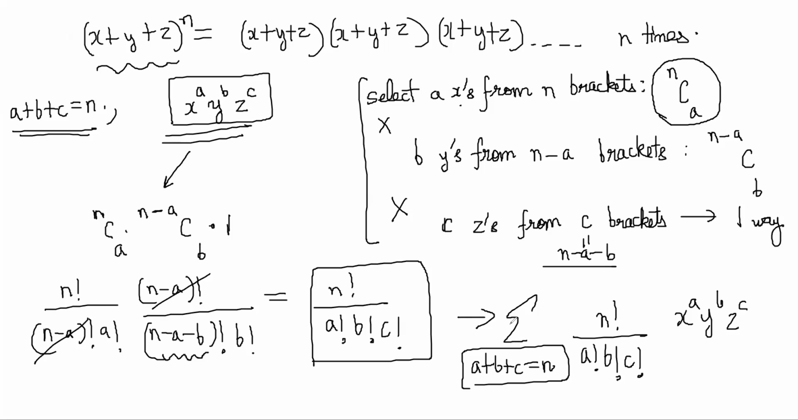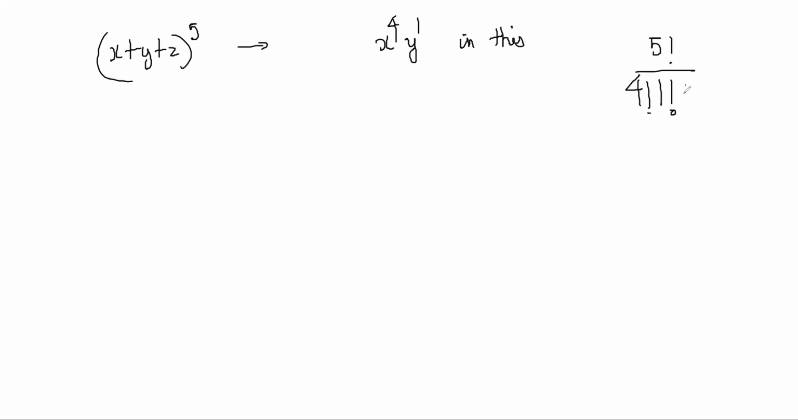We know that if we are looking for a particular term, then the coefficient is easy to find. If someone asks you x plus y plus z to the power 5, what is the coefficient of x power 4, y power 1, right? In this, then I know very easily that that will be 5 factorial by 4 factorial, 1 factorial, 0 factorial.